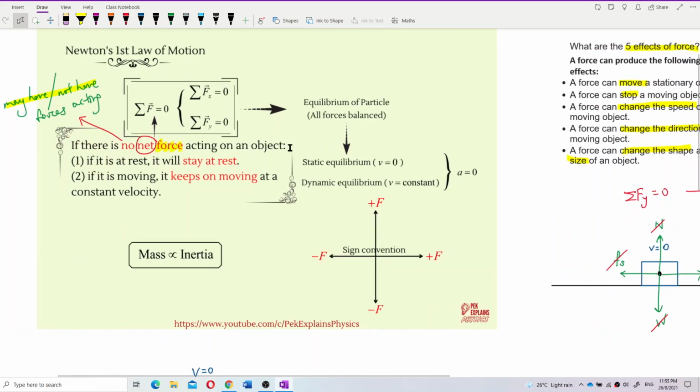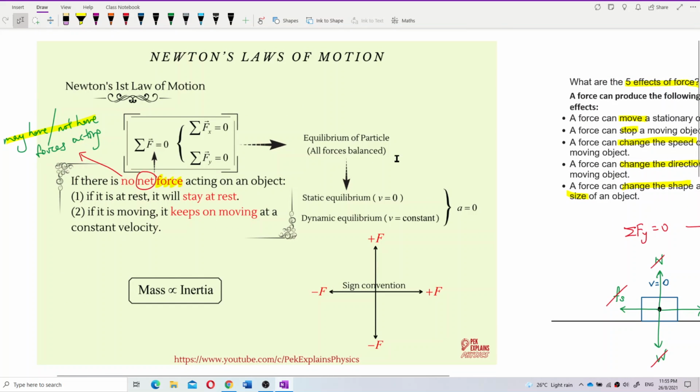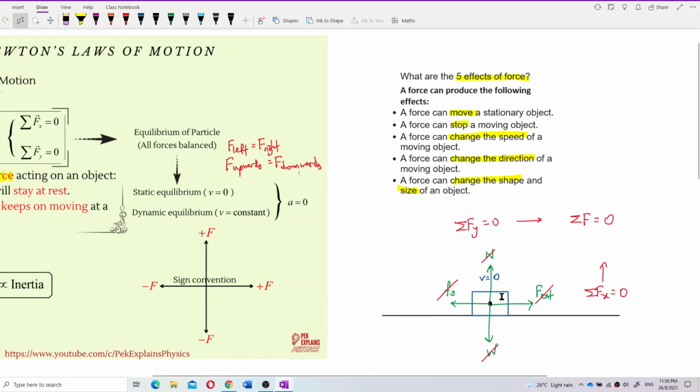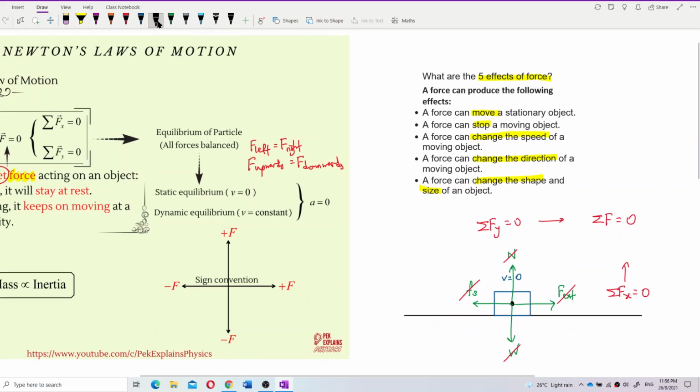That means all forces balance. Balance means the force to the left is equal to the force to the right, and the force upward is equal to the force downwards. Balance. They cancel each other. You see, force to the left equal to force to the right. Force upward equal force downward. They cancel nicely.